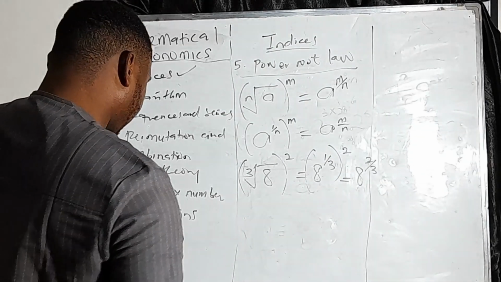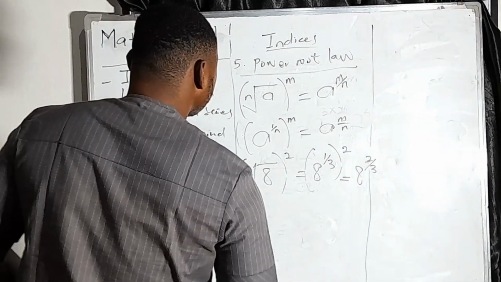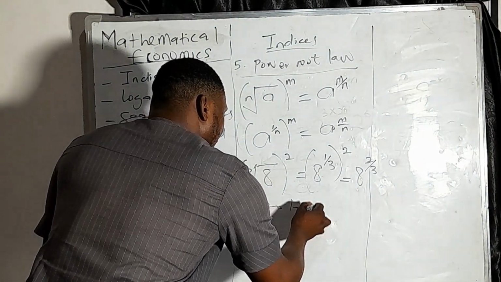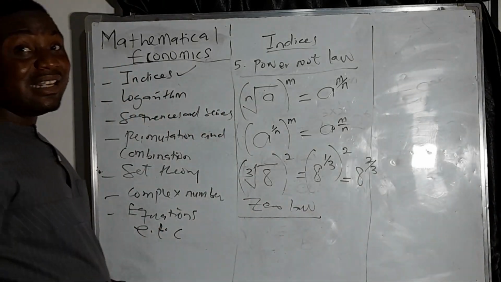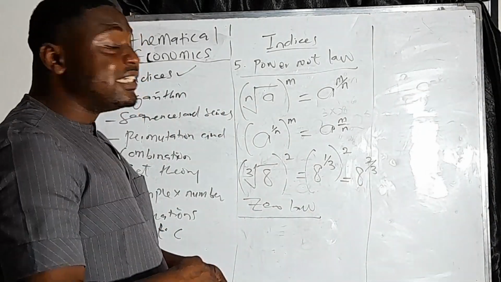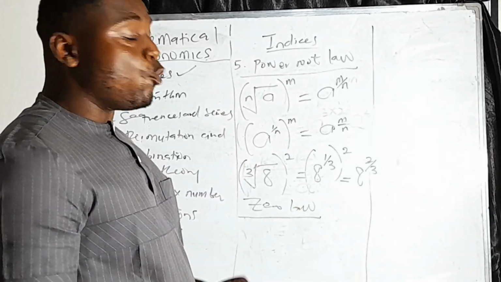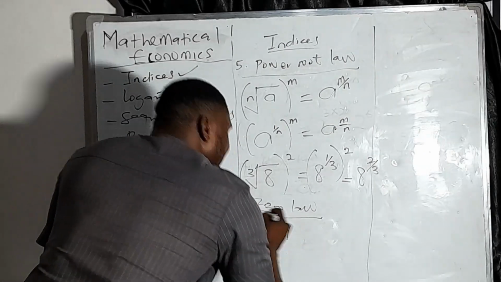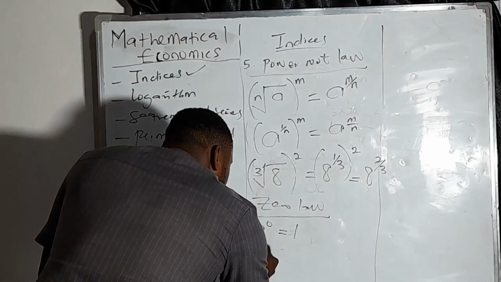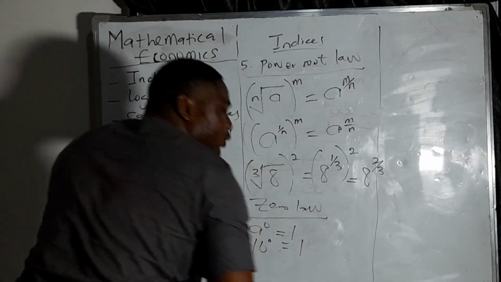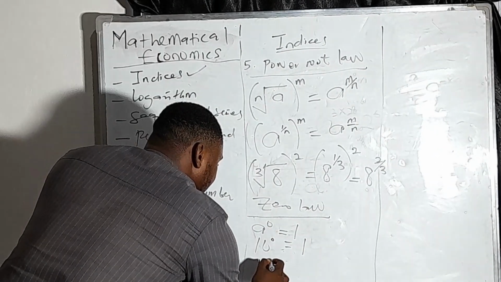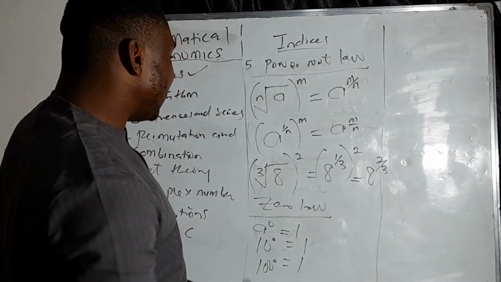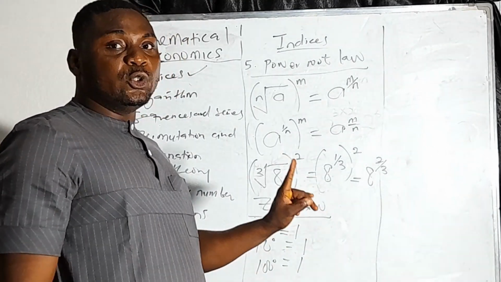So the next one is the zero law. The zero law states that anything raised to power of 0 is equal to a unit, which is 1. That is, A raised to power 0 is the same thing as 1. 10 raised to power of 0 is the same thing as 1. 100 raised to power of 0 is 1. That is, anything that has 0 as the power is equal to a unit, 1.